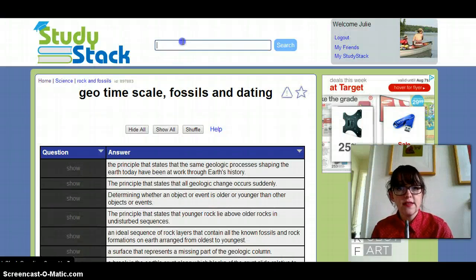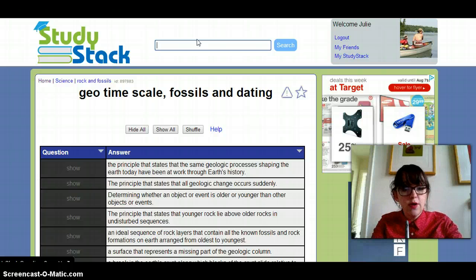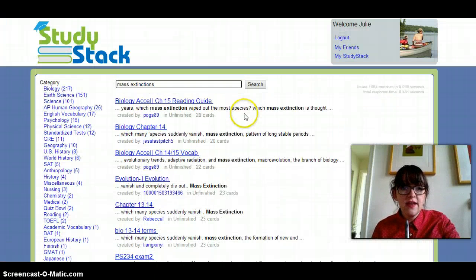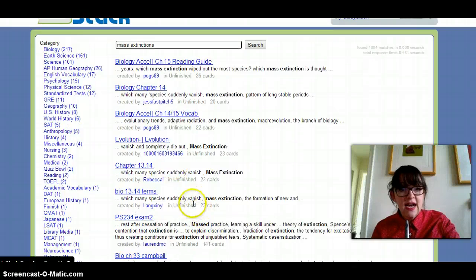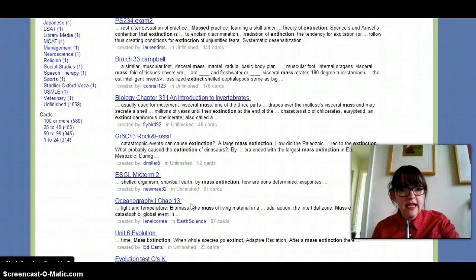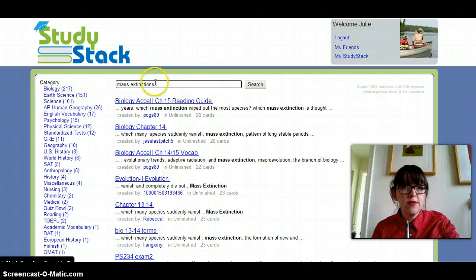You can also go into StudyStack and just search if you want more detailed information on some of our topics like mass extinctions or fossils. A lot of people have put together lots of different study stacks, and you can click through these and see if any of them seem related to our material.